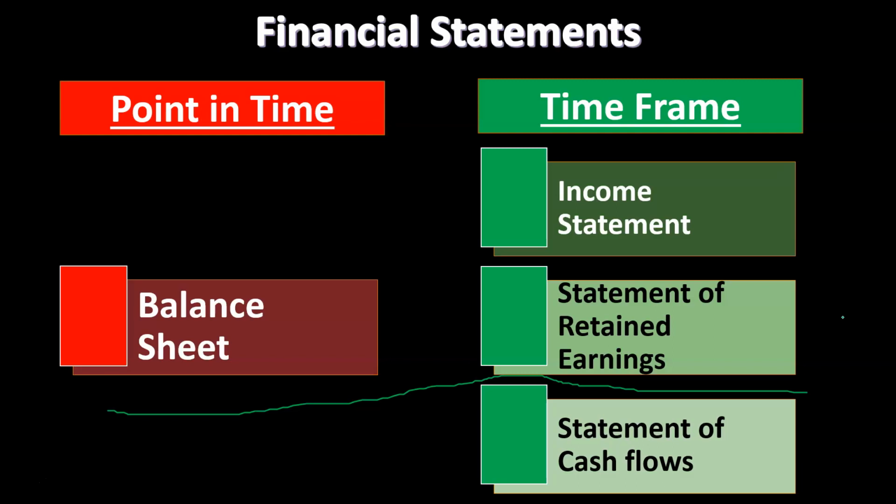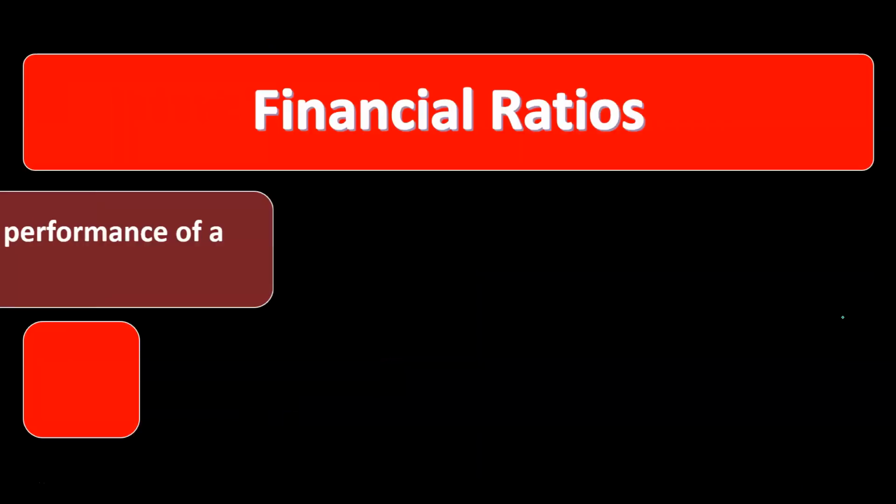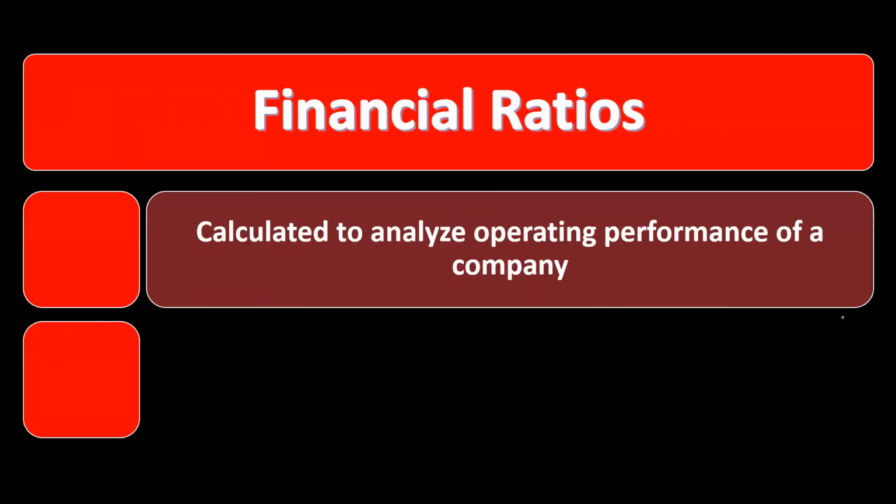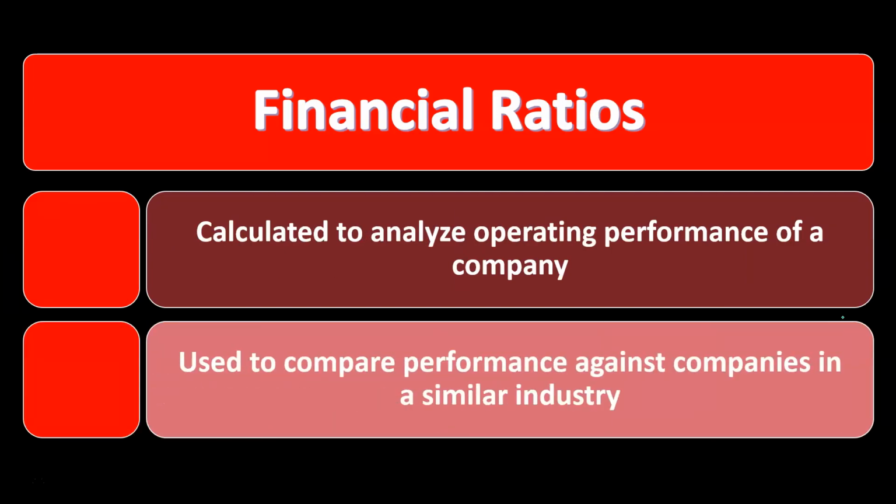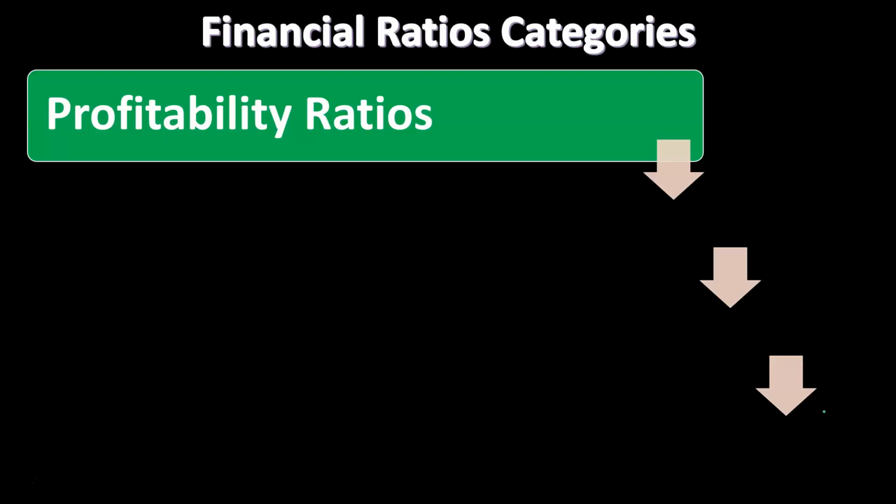So those are some of the objectives we have with ratio analysis. Financial ratios are going to be used to analyze the operating performance of a company, and to compare performance against companies in a similar industry. So remember, once we have the financial statements set up, we want to compare to our past performance. We want to compare to industry performance. And to do that, we need ratio analysis.